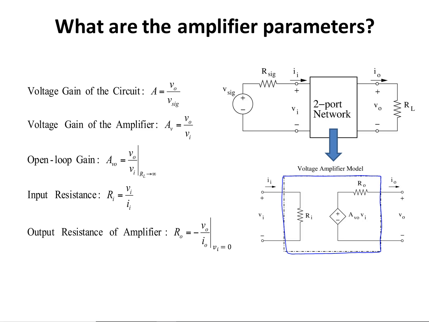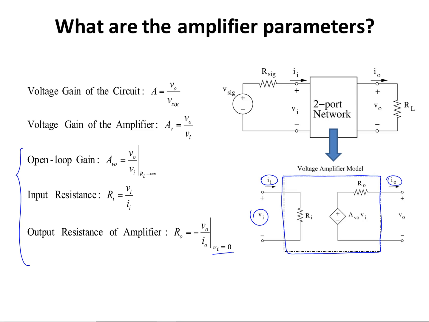The parameters of the voltage amplifier model are open loop gain, which we're going to show with A sub VO, and it's defined as output voltage Vout divided by Vi when there is no load connected to the output, or when the load resistance is infinity. The input resistance is defined as Vi divided by Ii, the current that enters the voltage amplifier, and the output resistance of the amplifier is defined as the negative of Vout divided by Iout when there is no voltage applied to the input, when Vi is equal to 0.